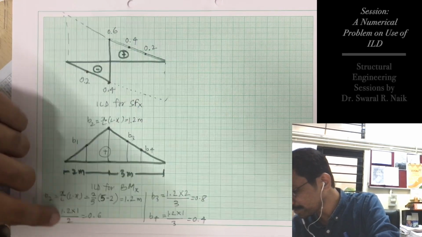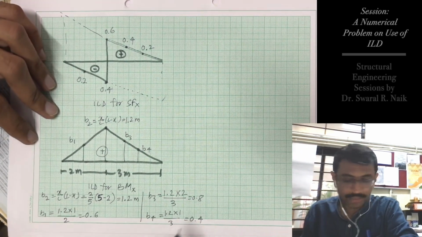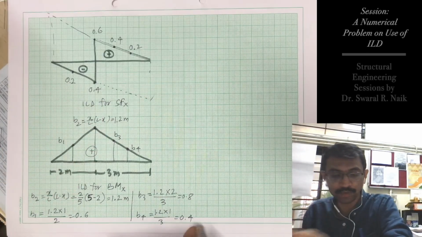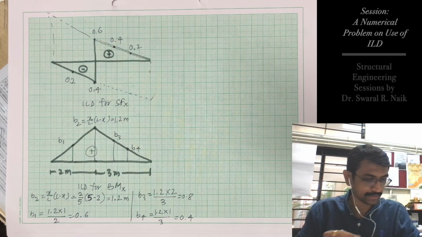So 1.2 into 1 divided by 2, and similarly for all these ordinates, right? So now we have calculated the ordinates. Now we need to calculate SF at x and BM at x.